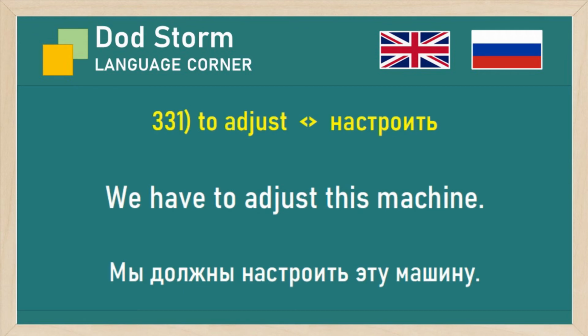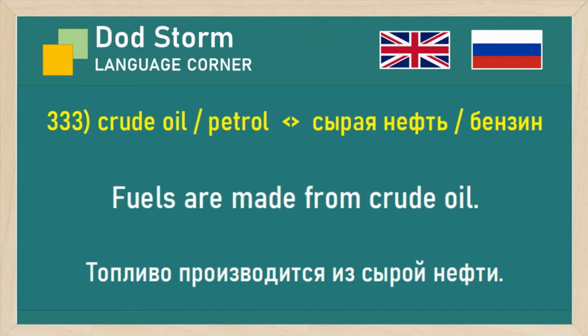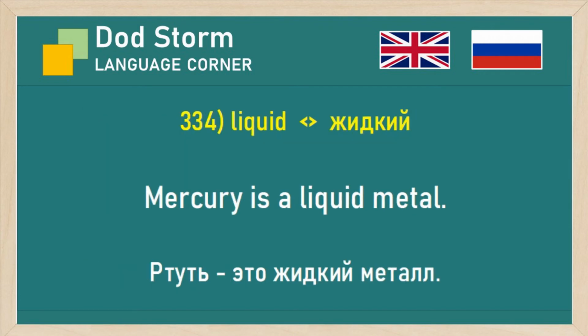We have to adjust this machine. The electricity meter is digital. Fuels are made from crude oil. Mercury is a liquid metal.